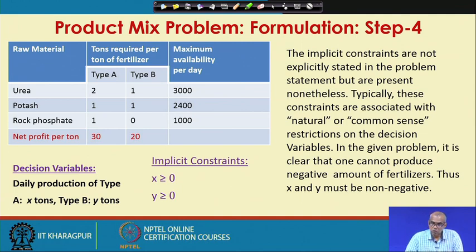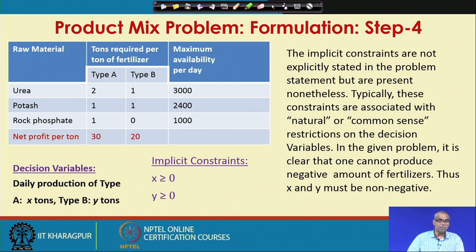After we have written down the explicit constants, let us look at the implicit constants. The implicit constants are not explicitly stated in the problem statement, but are present nonetheless. Typically, these constants are associated with natural or common sense restrictions on the decision variables. In the given problem, it is clear that one cannot produce negative amount of fertilizer type A or type B. So, x and y cannot have negative values. Note that it can have 0 values.